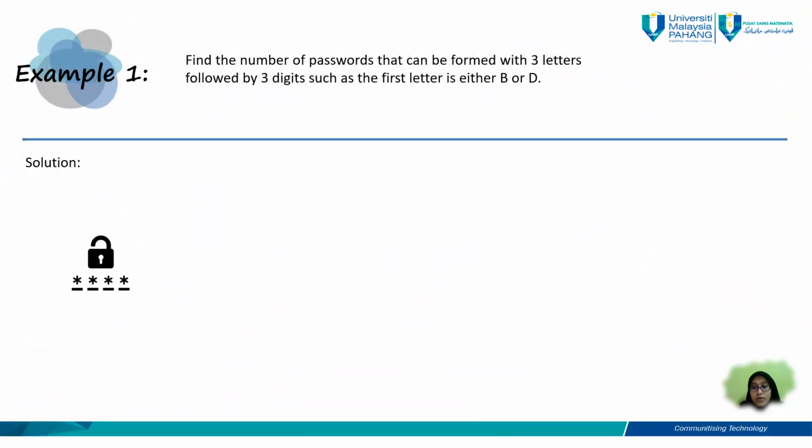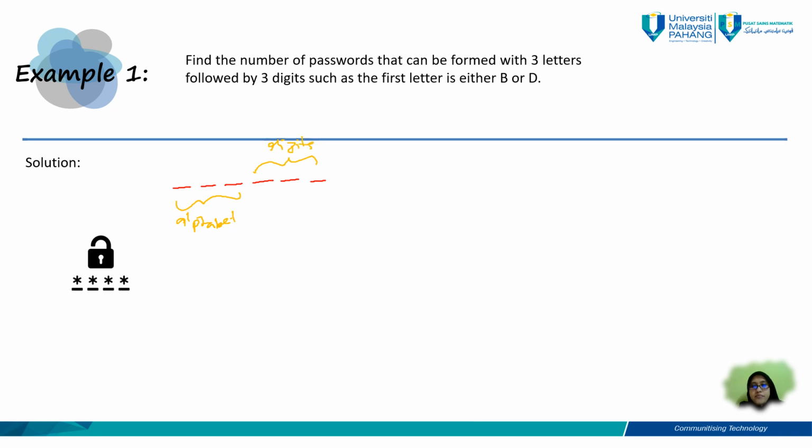Okay, now let's try one example for better understanding. Example number 1: Find the number of passwords that can be formed with 3 letters followed by 3 digits, such that the first letter is either B or D. So we are going to create a password with 6 characters: first, second, third, fourth, fifth, and sixth. The first 3 are only for alphabet, while the last 3 are for digits.